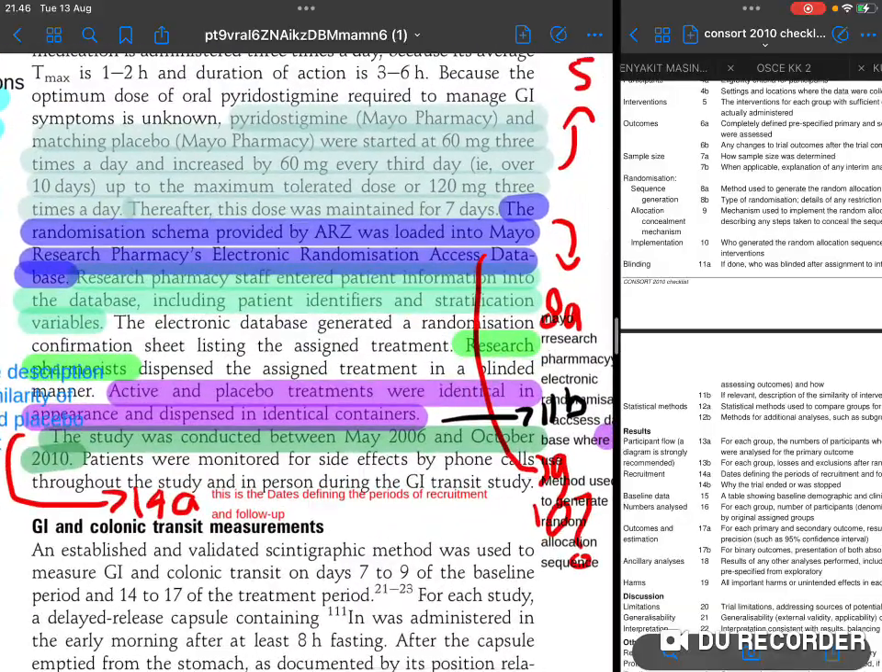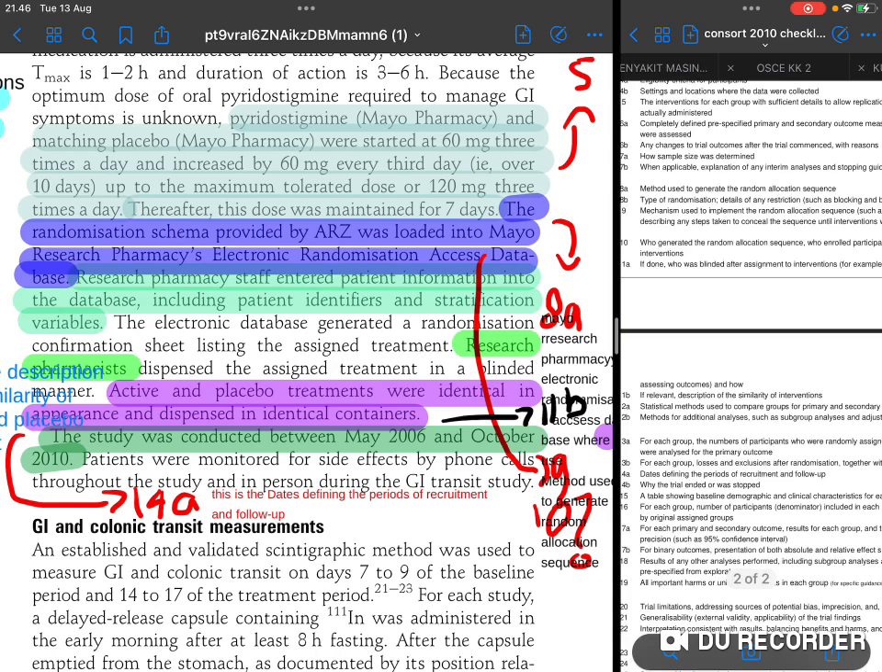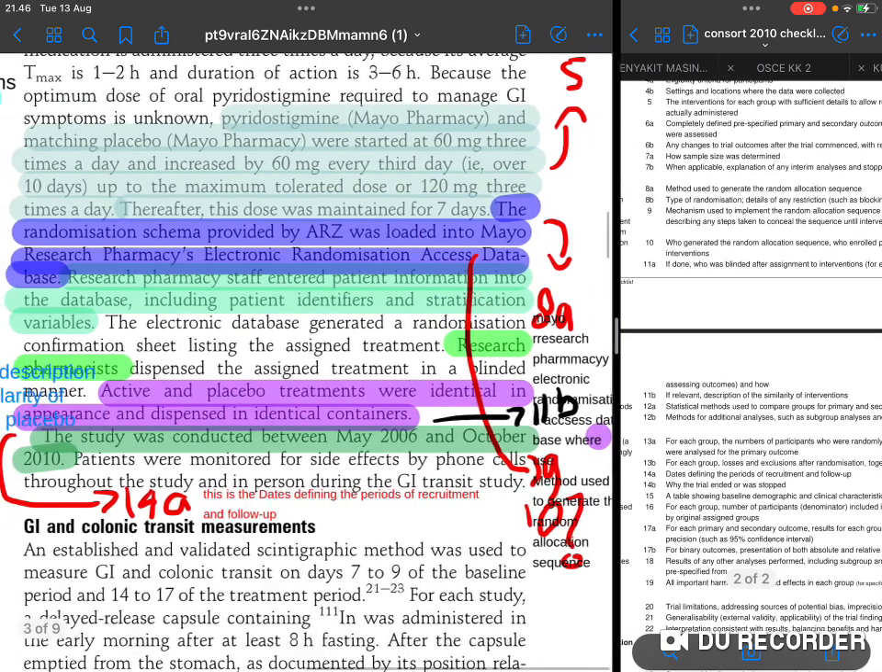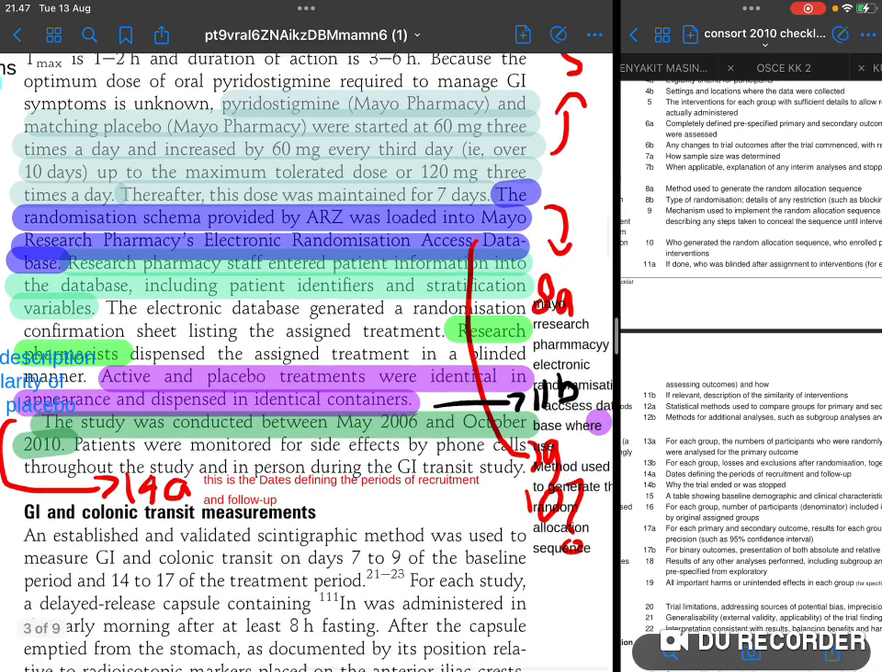Number 8. The method used to generate the random allocation sequence. So the allocation is in the Mayo Research Pharmacy's Electronic Randomization Access Database.